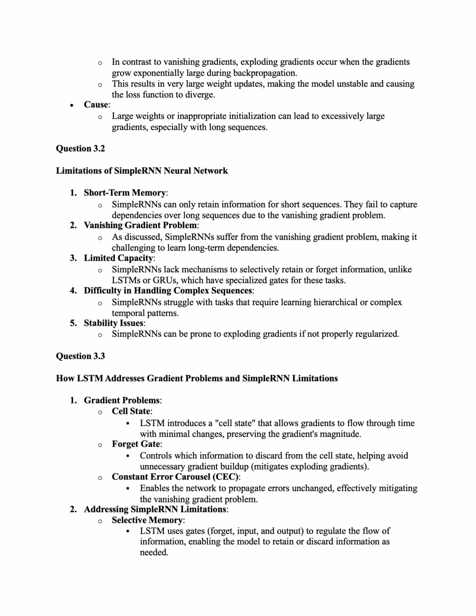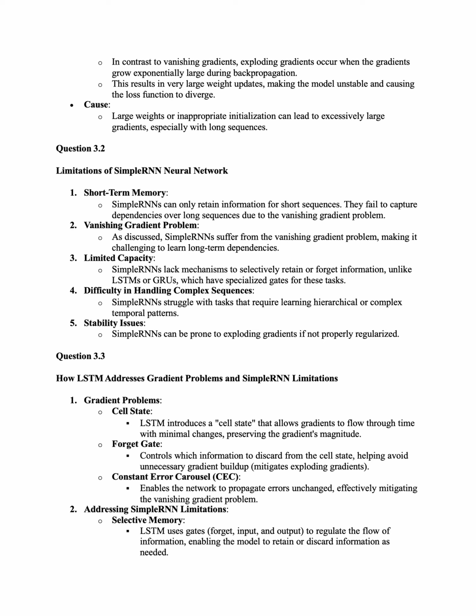In contrast to vanishing gradients, exploding gradients occur when the gradients grow exponentially large during backpropagation. The cause is that large weights or inappropriate initialization can lead to excessively large gradients, especially with long sequences.